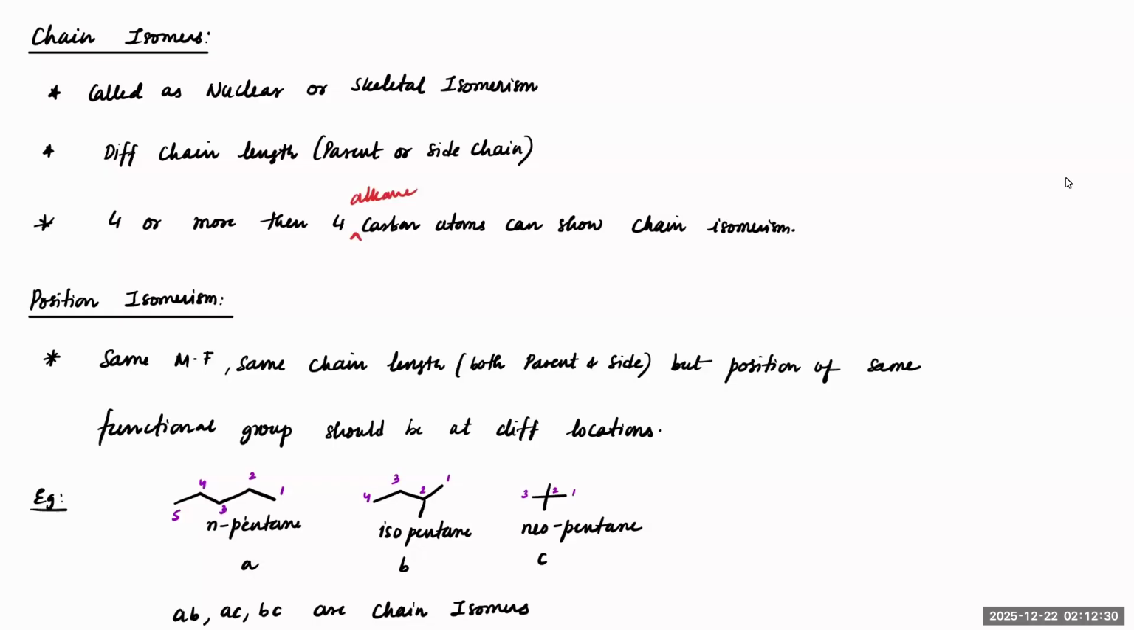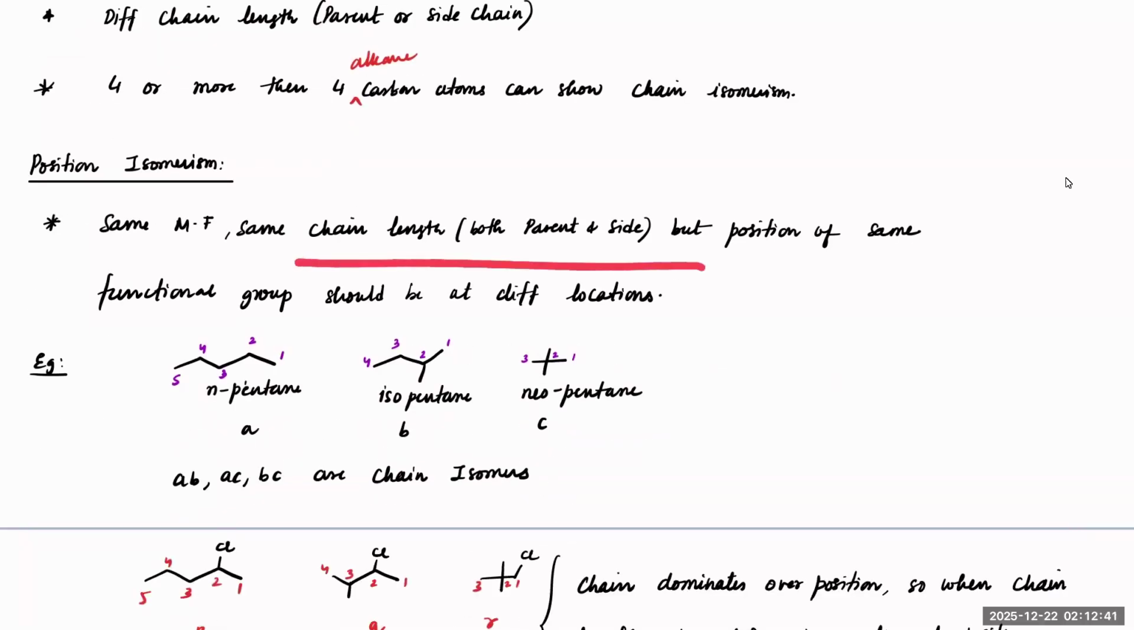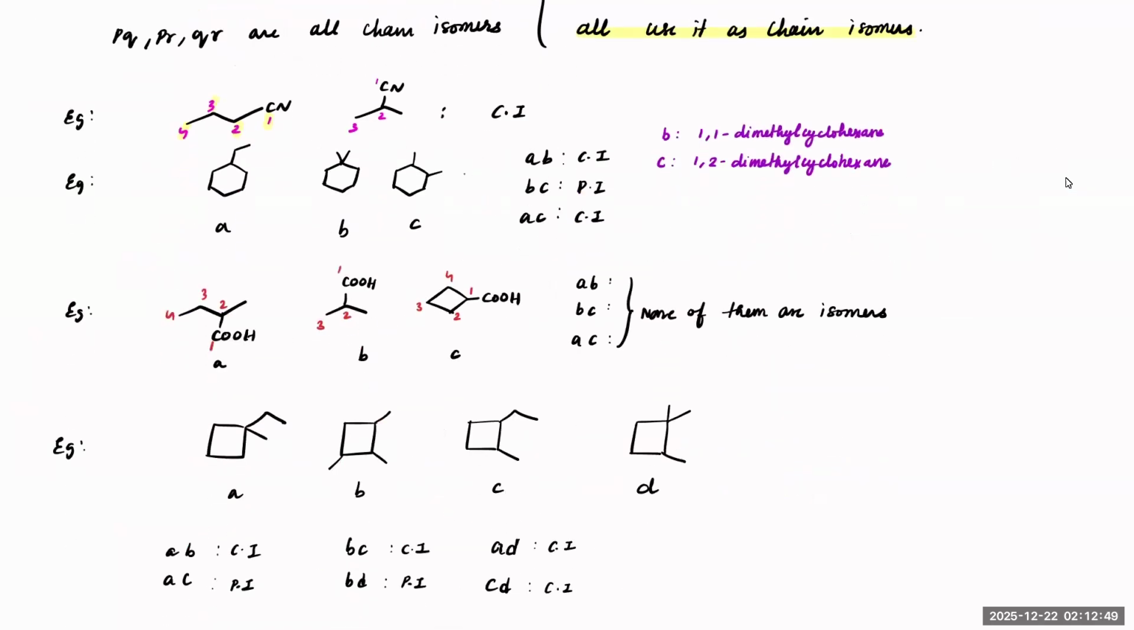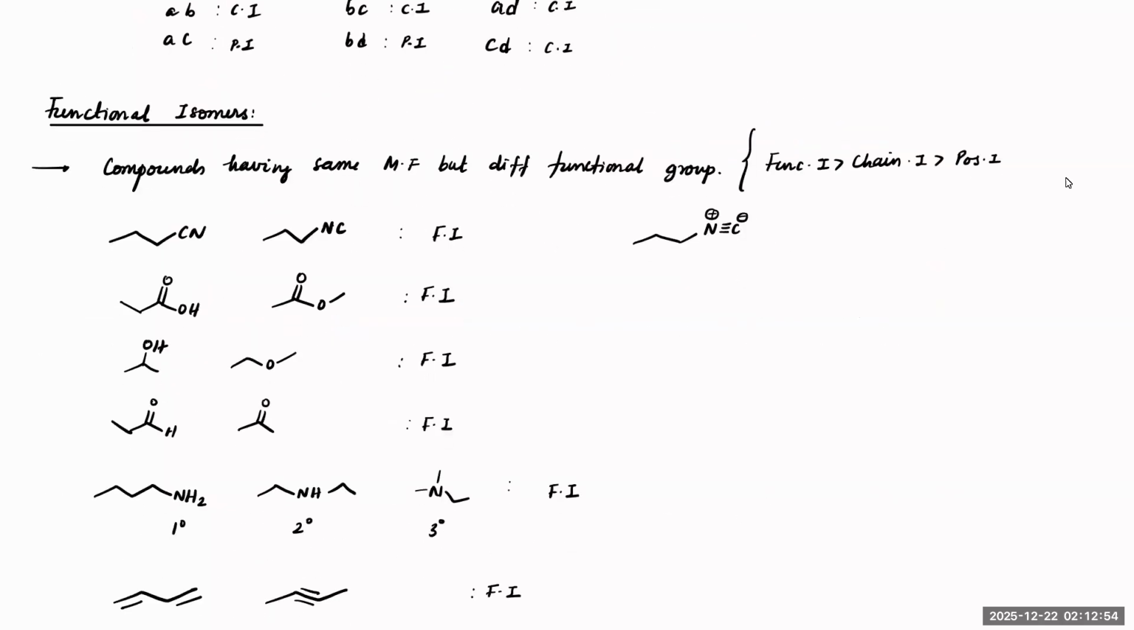So we start discussing what are chain isomers. In case there is any difference in the chain length, we call it chain isomers. And if the chain length is the same, but the position of the groups is different, then that is positional isomerism, right? So I gave you a few examples of which can be chain and which can be positional.